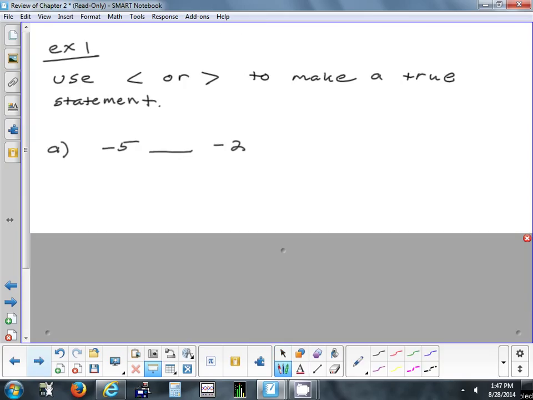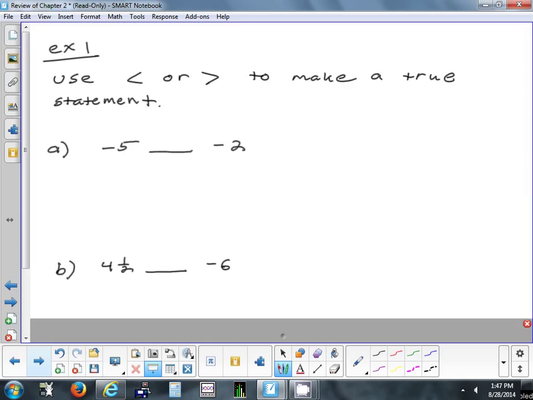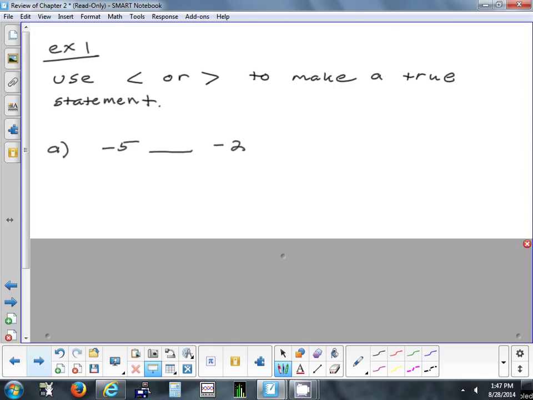So let's look at some examples. I'll start with that one. Negative 5 and negative 2. Okay, so if you get confused, think about it on a number line. Think of which number is to the right. That's the bigger one. Okay? And you're either going to fill in less than or greater than. Give everyone a minute to think about it. Matt, you think you know? Negative 2. Okay, so negative 5 is less than negative 2.